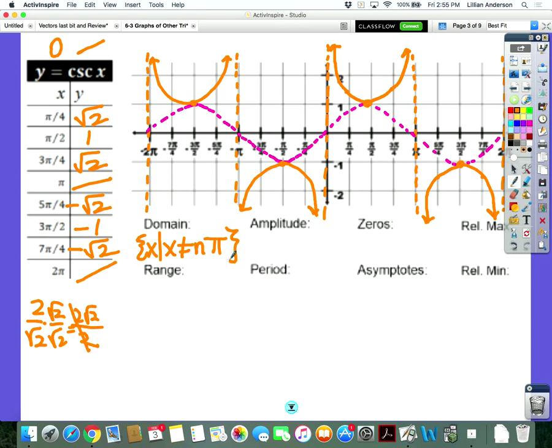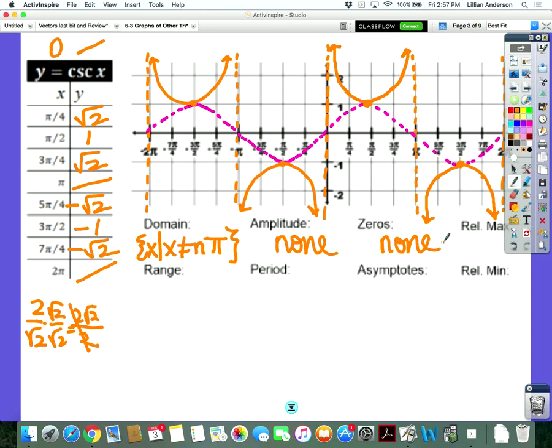Now the one thing about cosecant, it doesn't have an amplitude, okay? Because there's no maximum point and no minimum point that we can add together and divide by 2 to figure out what the amplitude is. So there is no amplitude. So there will never be an amplitude. Zeros. Another word for zeros is roots. Another word for roots is zeros, where it crosses the x-axis. X-intercepts. Do we have any x-intercepts? No, so there are none there.